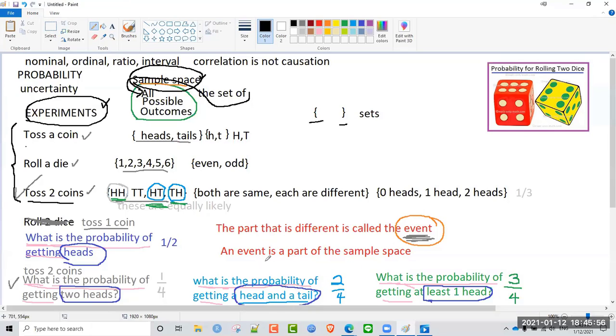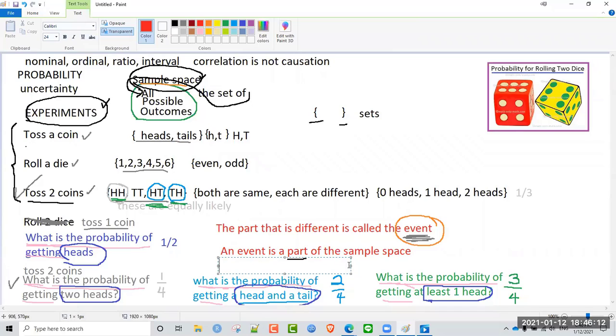So instead of saying an event is a part of the sample space, there's another word we can use when we're talking about sets. Anybody know what I mean? Instead of using the vocabulary part, is there another word we can use? Is there another word? How do we say set? How do you say set in Japanese? I forget.